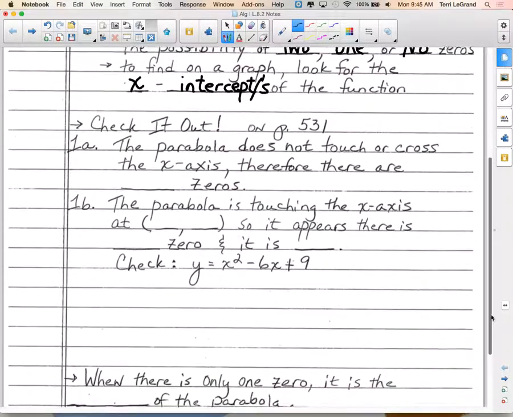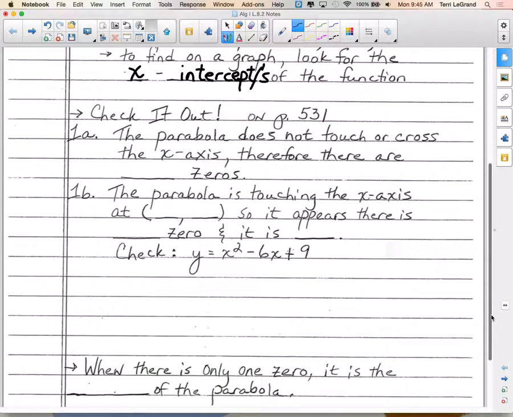Okay, so on page 531, I want you, first of all, to study through example 1 on your own just for a bit. I want you to take a look at that. Example 1, middle of page 531, finding zeros of quadratic functions from graphs. There are 3 graphs there, A, B, and C.